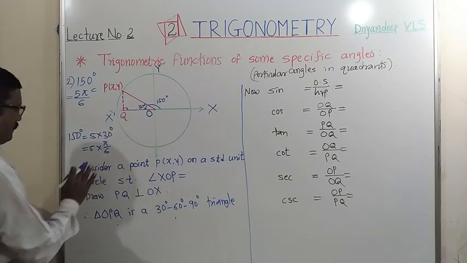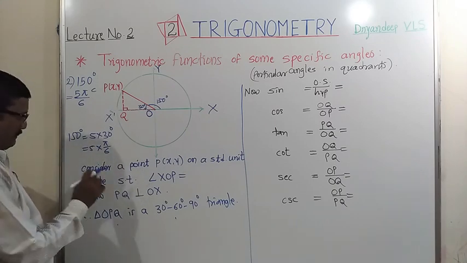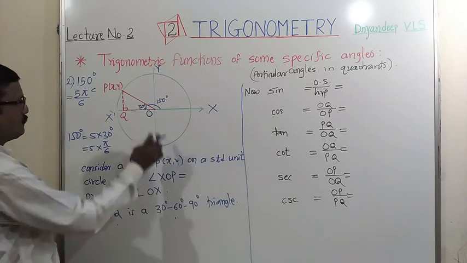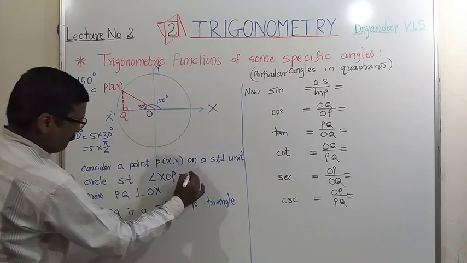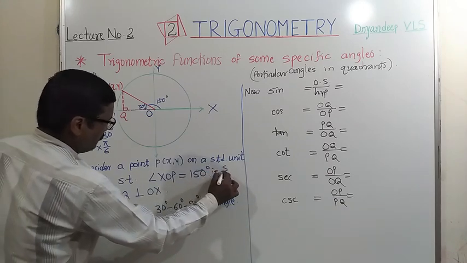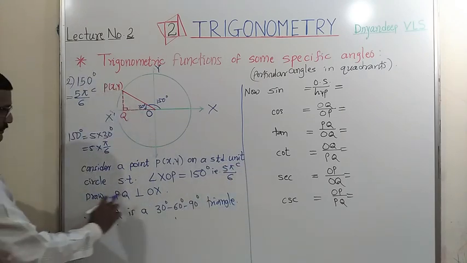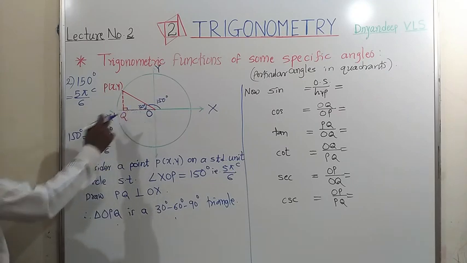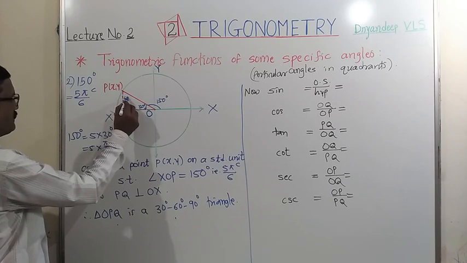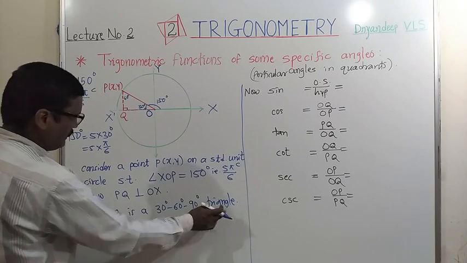Now consider a point P(x, y). To write this type of example, start with point P(x, y) on a standard unit circle such that angle XOP is equal to 150 degree, that is 5 pi by 6 radian. Then draw PQ perpendicular to OX, then triangle OPQ. Here also the angle becomes 30 degree. This is 90, so the remaining angle here has measure 60 degree. So it is a 30, 60, 90 degree triangle.